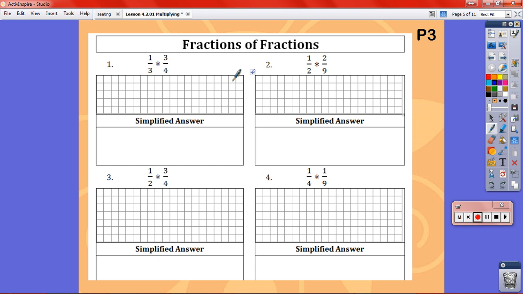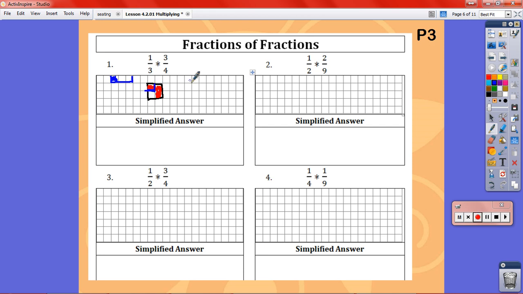So, this is 1/3 of 3/4. So let's draw 3/4, because I'm saying that it's 1/3 of that. So 3/4 would look like this. 1, 2, 3. I need 1/3 of that. Well, 1/3 is, if you have 3 pieces, you'd fill one of them in. So I have 3 pieces that are colored in. So what I need is one of those 3.